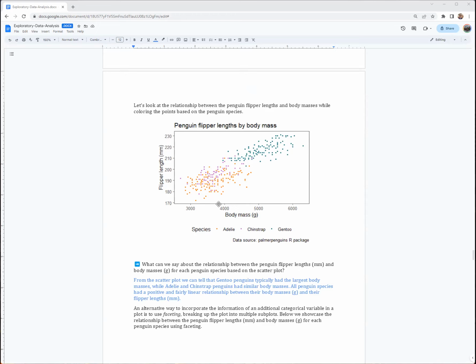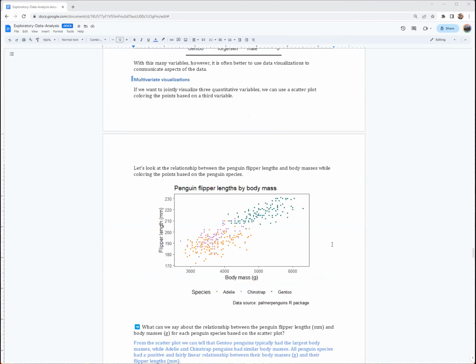We can also tell what the smallest flipper length was, about 170, and the biggest, which was about 230. Same with the body mass. The smallest body mass looks like it was about 2,900, and the biggest body mass looks like it was about 6,200 grams. Okay, so you can tell a lot of things from this scatter plot here.